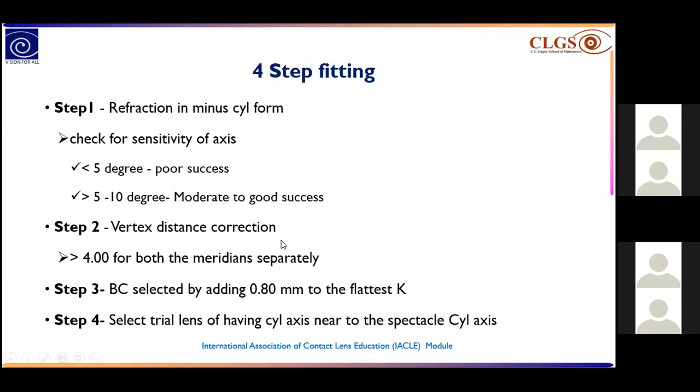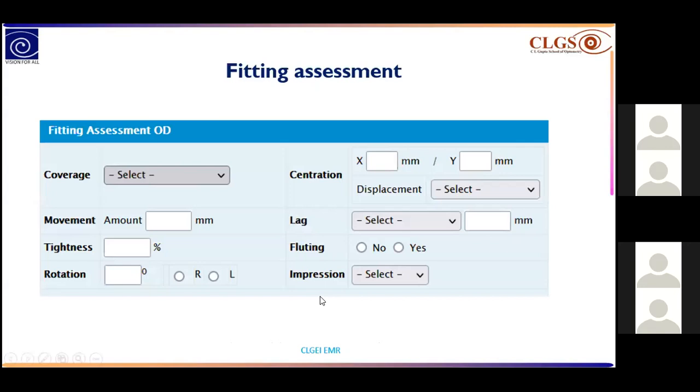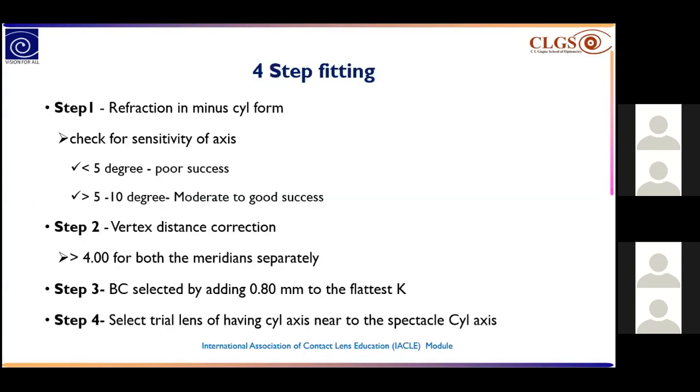In the earlier slide, I said that if the power is more than or equal to 4 diopter, then you have to compensate for the vertex distance. Here we have to compensate in each meridian separately. The third step is base curve selection, which will be the same as for soft spherical contact lenses. Suppose you are considering flat K, then you have to add 0.8 mm extra to that flat K, and for the average K, we have to add 1 mm extra to the average K.